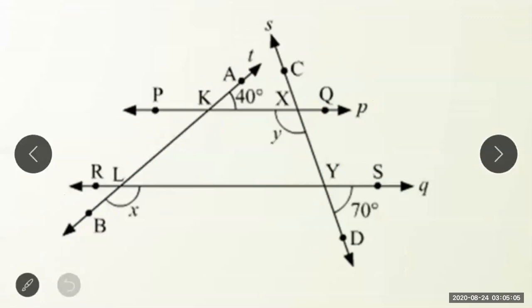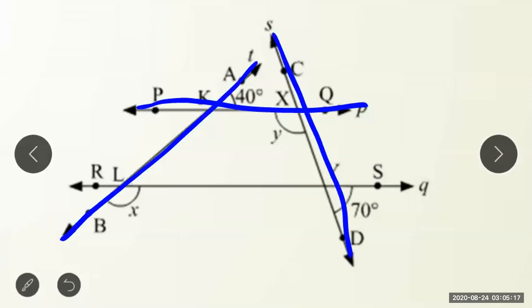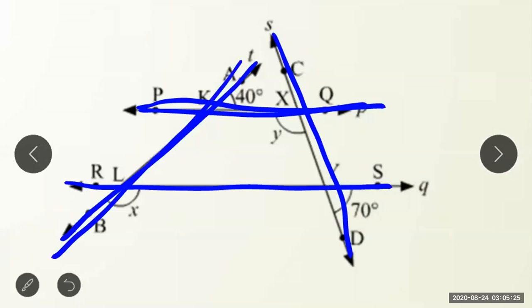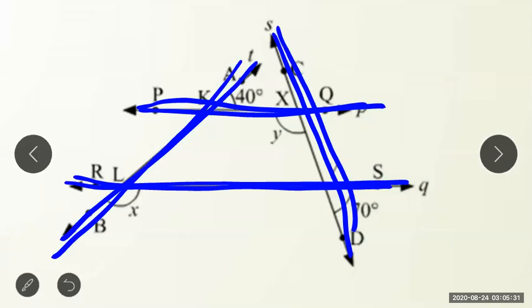Once again, PQ and AB intersect at K. Then CD and PQ intersect at X. Next, RS and AB intersect at L. And last, RS and CD intersect at Y.